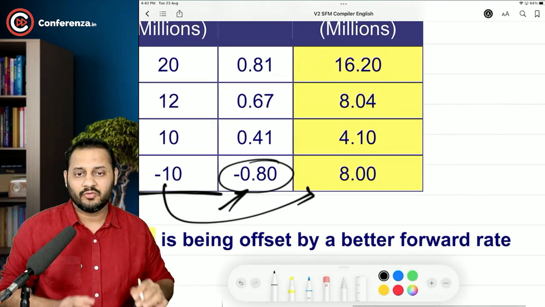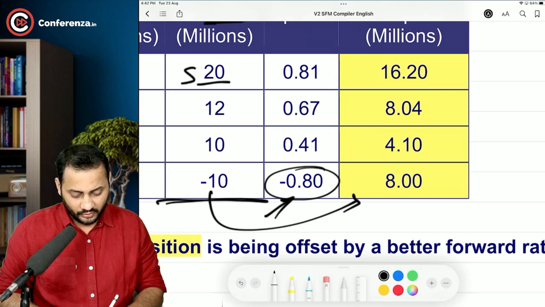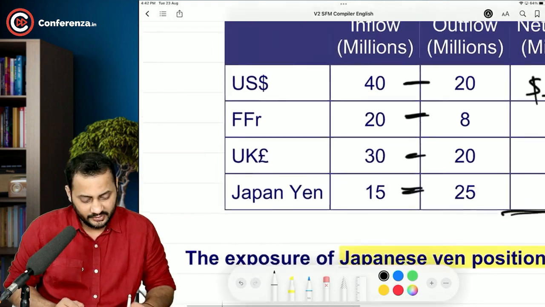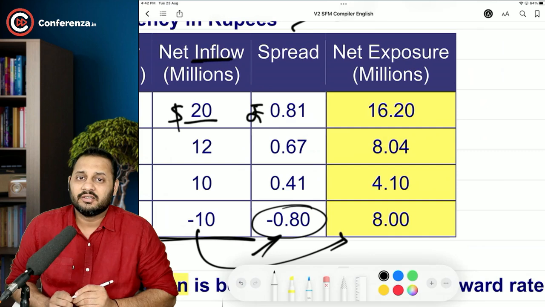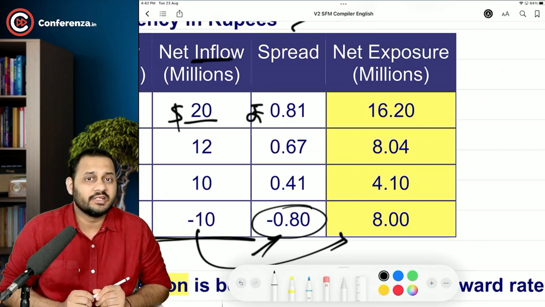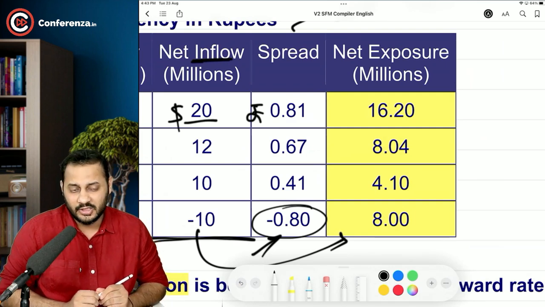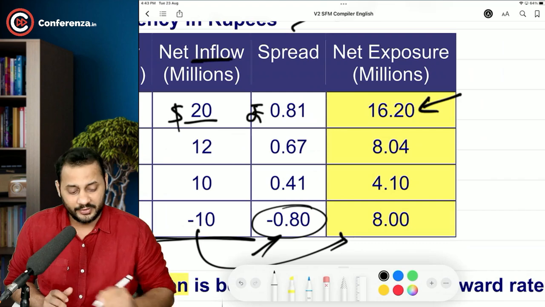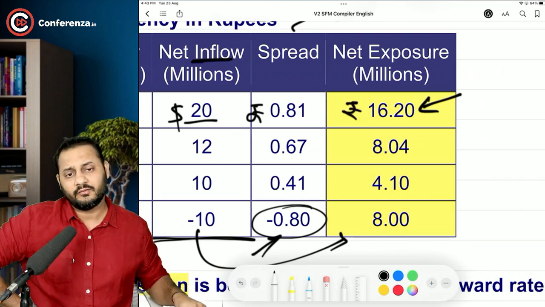So what is happening, I will tell you. 20 million dollars at 0.81 rupees. Understand? 20 million dollars you are going to receive, and the risk on that is the difference between the two exchange rates, which is 0.81 rupees per dollar. So the total risk is 16.20 crore rupees. This is in rupees when you multiply it with the factor.